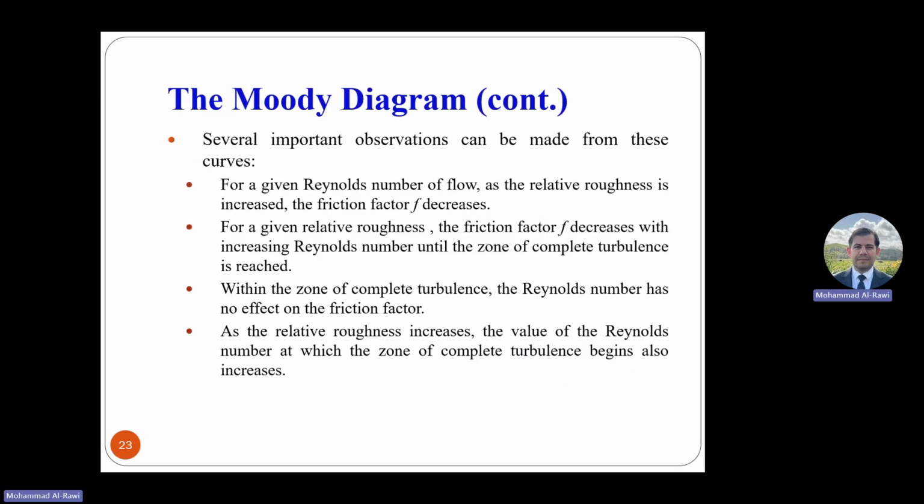So for the Moody chart or Moody diagram, several important observations can be made from these curves. For a given Reynolds number of flow, as relative roughness is increased, the friction factor F increases. For a given relative roughness, the friction factor F decreases with increased Reynolds number until the zone of complete turbulence is reached. Within the zone of complete turbulence, the Reynolds number has no effect on the friction factor. As the relative roughness increases, the value of Reynolds number at which the zone of complete turbulence begins also increases.